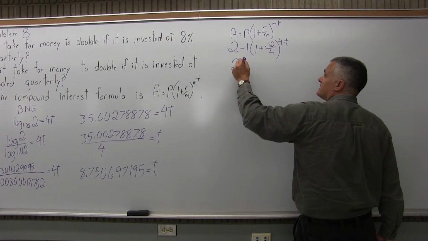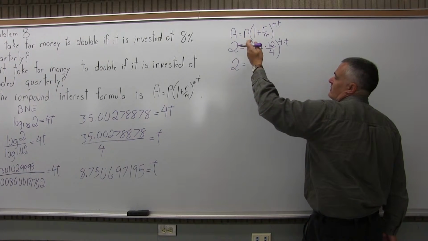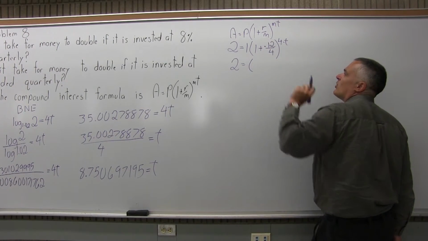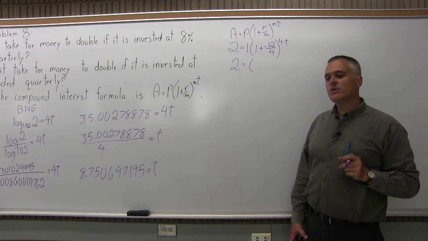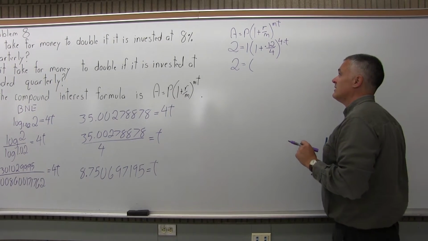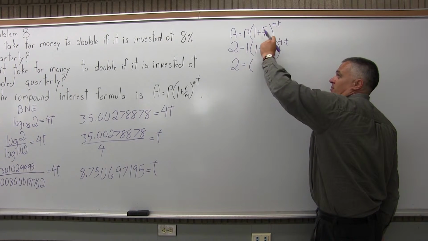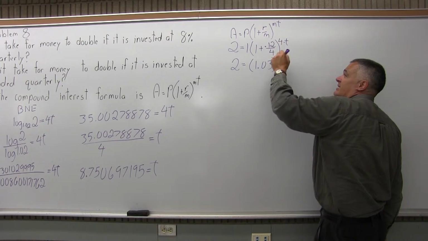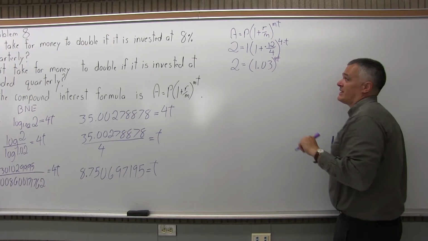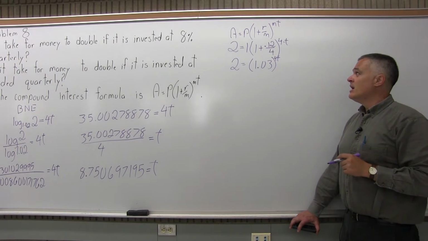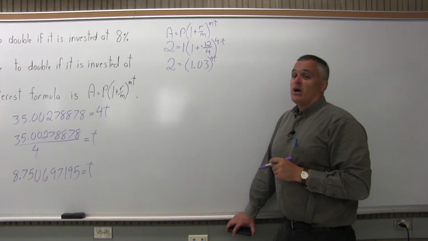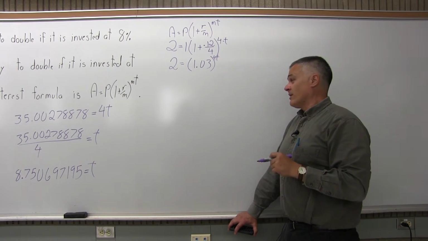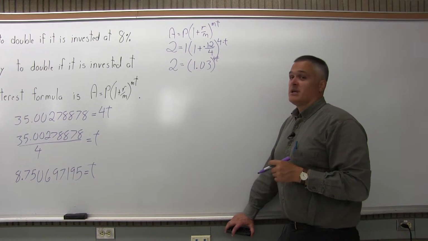So I'll still have 2 on the left side. The 1 times the parentheses, I don't really have to write the 1. I can just put the parentheses. And in the parentheses, 1 plus 0.12 divided by 4. So 0.12 divided by 4 is 0.03. And I'm going to add 1 to it. So 0.03 plus 1 is 1.03. And my exponent, 4 times t, I can write as 4t. I can't really simplify it too much. So now at this point, I need a log to solve that. I have the equation 2 equals 1.03 to the 4t power. What's t to make that true? So again, I'm going to need a log to do that.